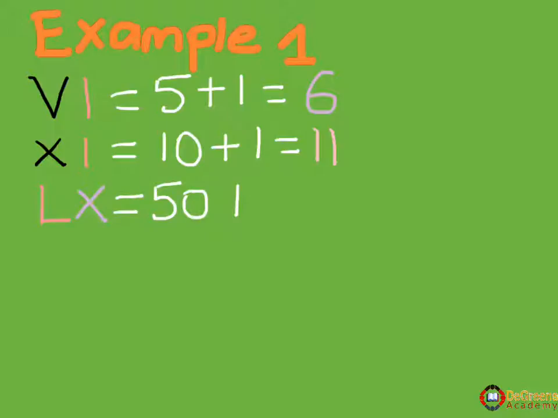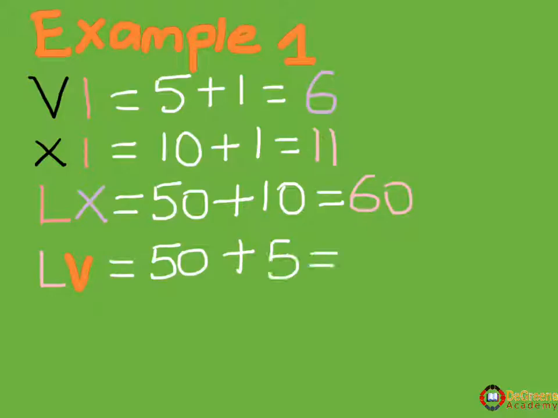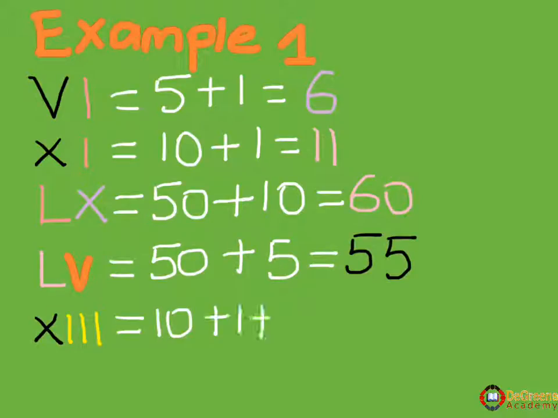The next number is LX. L represents 50, while X represents 10. So you have 50 plus 10, that gives us 60. The next numeral is LV. L represents 50, while V represents 5. So you have 50 plus 5, that gives us 55.